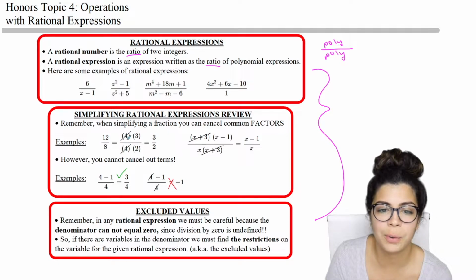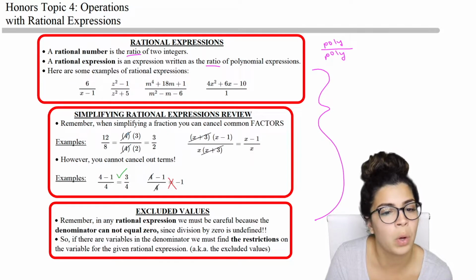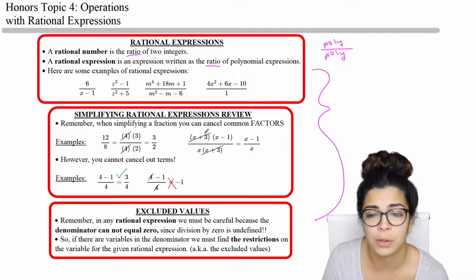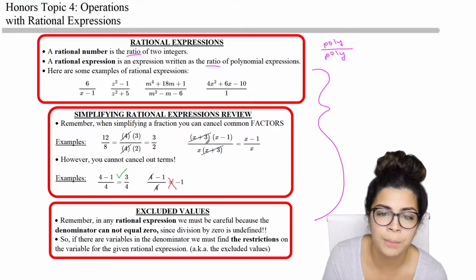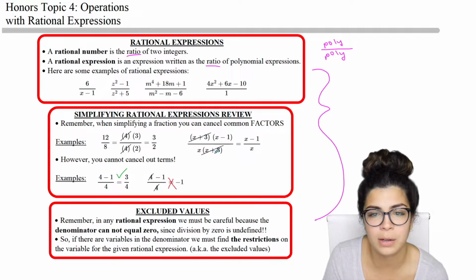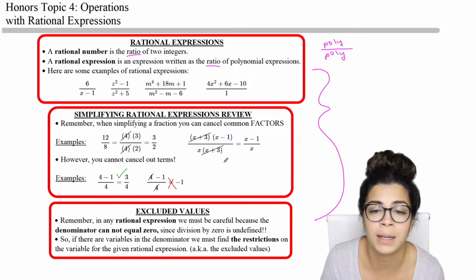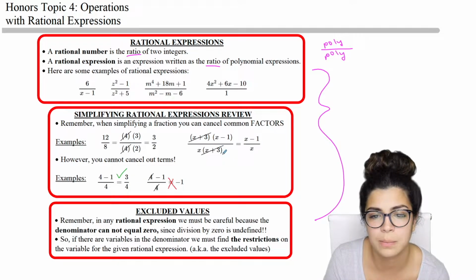That's because essentially you have 4 divided by 4, which is really just 1, so it cancels. That also follows for rational expressions. If you have the numerator factored and the denominator factored, you can cancel out any common factors. Like for example, here we have x plus 3 over x plus 3. Of course, that would divide and be just 1, so it cancels.